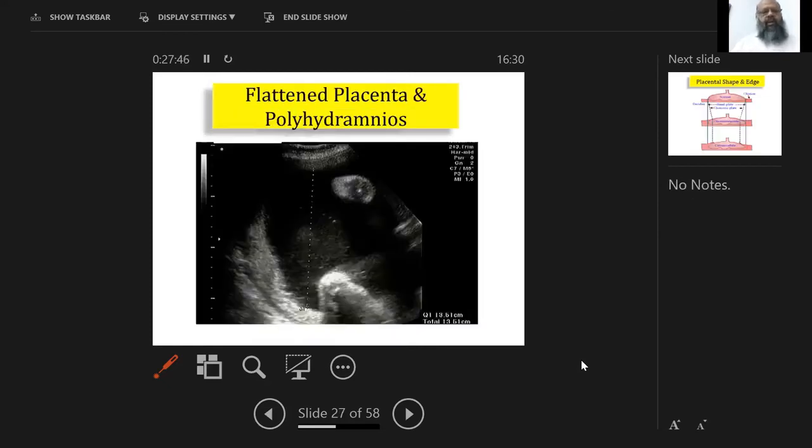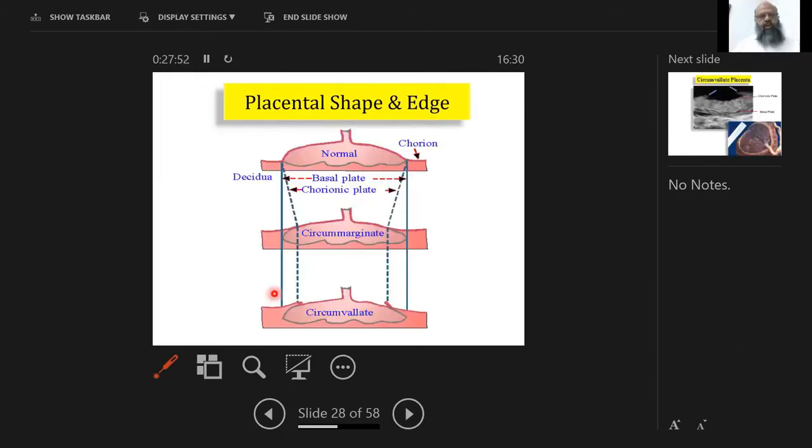Here it is the flattened placenta and polyhydramnios. You can see due to polyhydramnios, this is thin placenta. Placental shapes and edge are important. This is the normal, the basal plate, the chorionic plate. And if it is circummarginate, it can look like this.